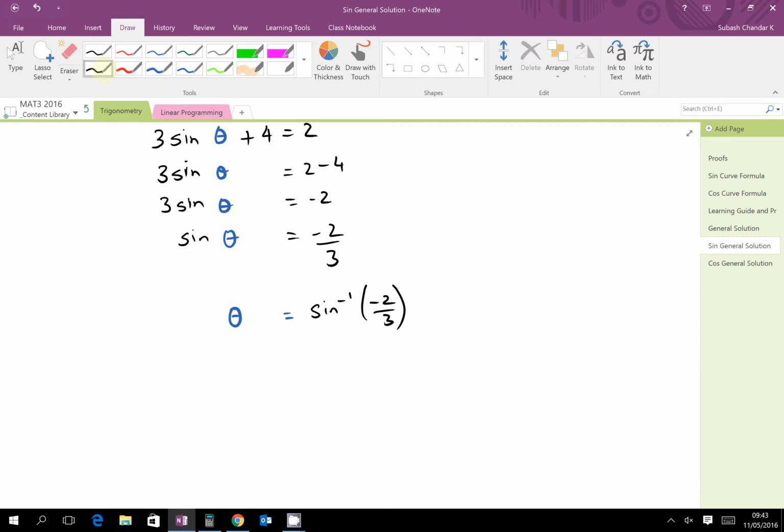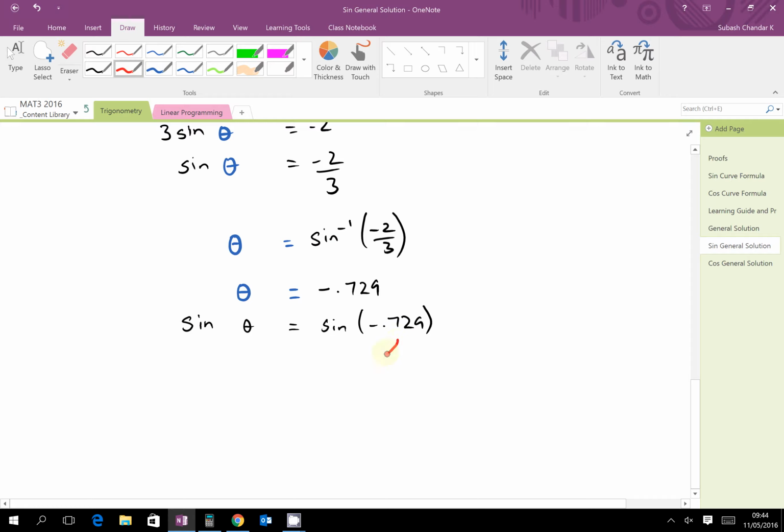So then we can say this. Look at this. We can say sine theta is equal to negative 2 over 3. Theta is equal to negative 0.729. So then I can say sine theta equals sine alpha. Is that all right? Is that okay what I've done so far? So I've got theta and I've got alpha here.